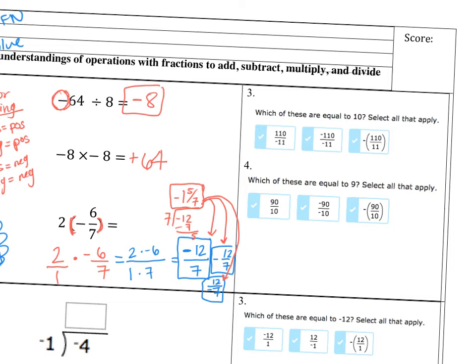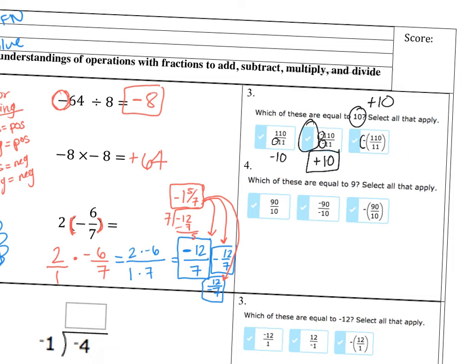So it says, which of these are equal to 10? Simplify all that apply. So if you look here, this is +10. So you're trying to see which ones are equal to +10. The first one is -110 divided by -11. Here you have a negative divided by a negative, so you know it's going to be positive. But does 11 go into 110 10 times? Yes, it does. So it would be +10. So this one is correct.